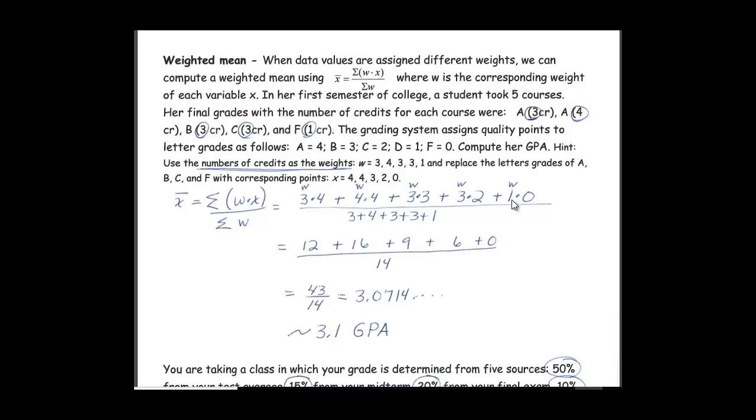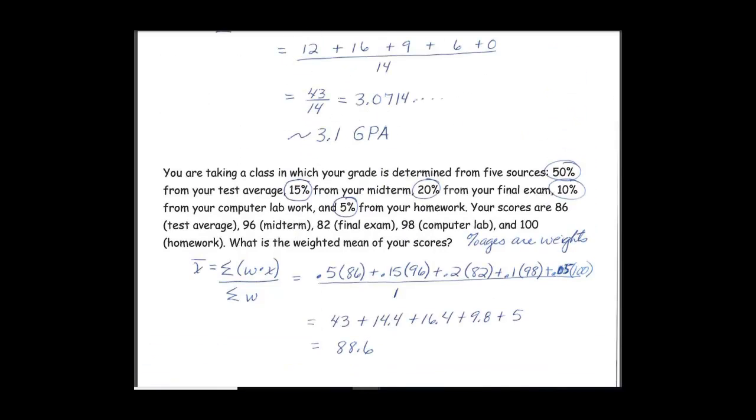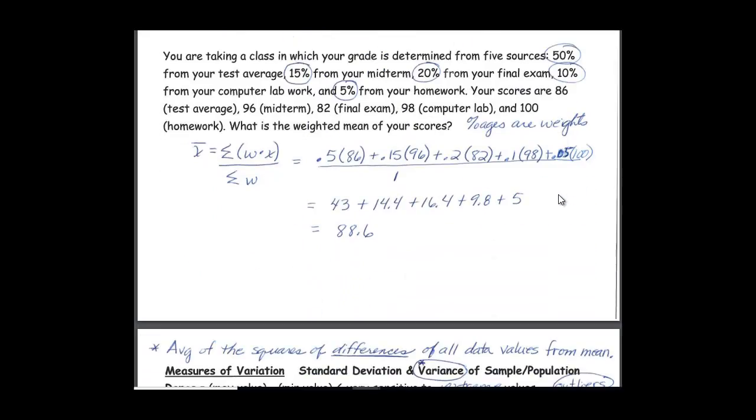And then for her last class, it was a 1 credit class in which she did not pass. She got 0 points for that, so that last course was a 0. So when we add up all of those points in our numerator, we have a total of 43 points earned over this semester, divided by the total of 14 credits to give us a rounded average of 3.1 GPA for that term. Okay, going on to our other example.